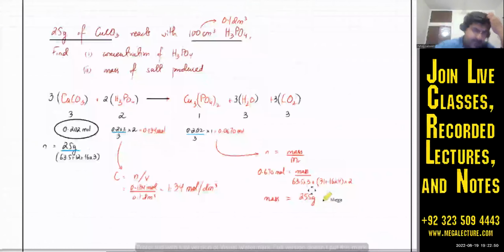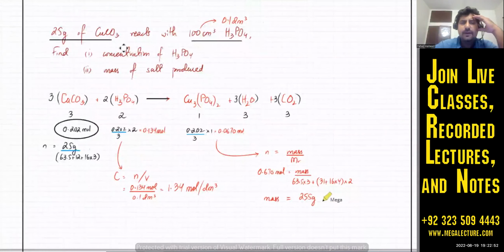The question gave me certain information that 25 grams of copper carbonate reacted with 100 cm3 of phosphoric acid, right? So I made the reaction. Let's say the equation was already given. A balanced equation was given. I knew the ratio in which they react. So 25 grams given tha. So I found out the moles of 25 grams. I figured out mass divided by MR. So the moles came out to be 0.202 moles.